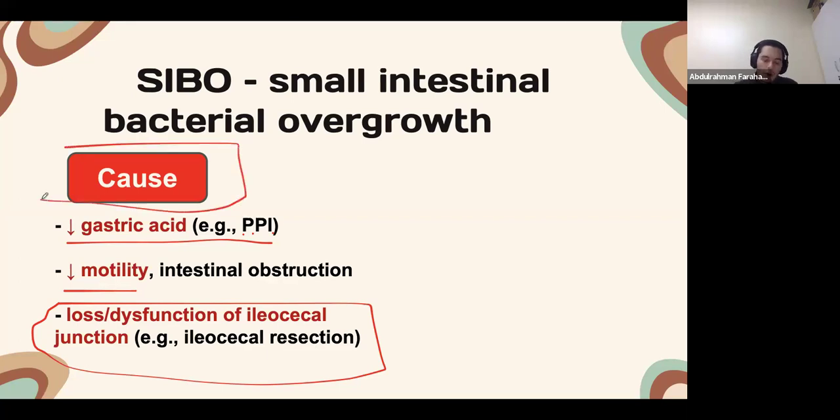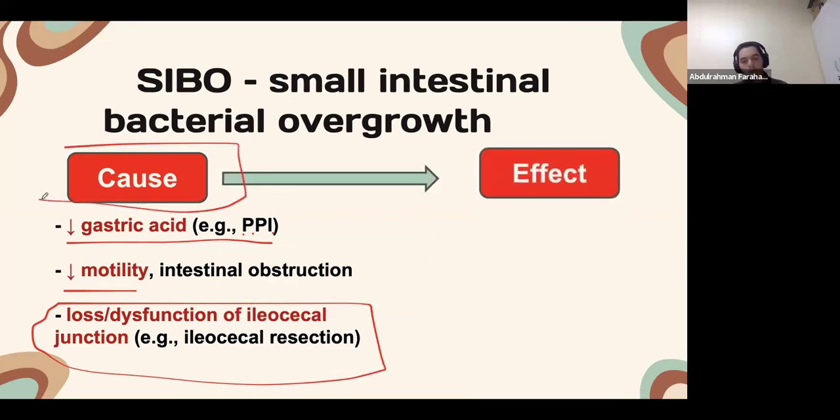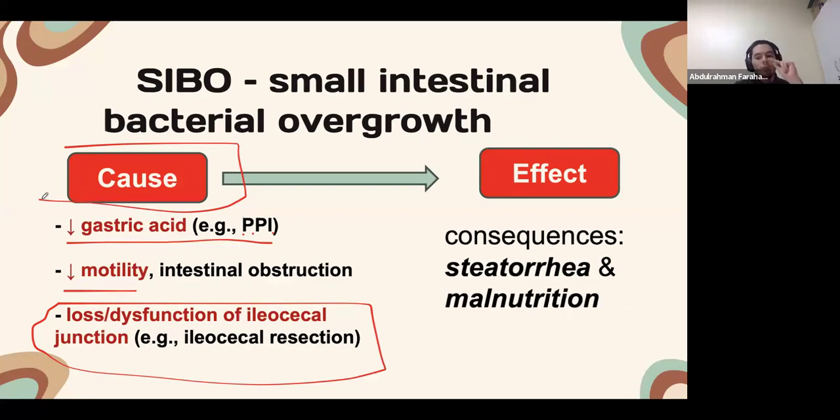So these are all causes, and for every cause, we have an effect. What's the effect of small intestinal bacterial overgrowth? Two main presentations, or symptoms, would happen to a patient with small intestinal bacterial overgrowth. The first thing would be steatorrhea, and the second thing would be malnutrition. Do any of you know what steatorrhea is?